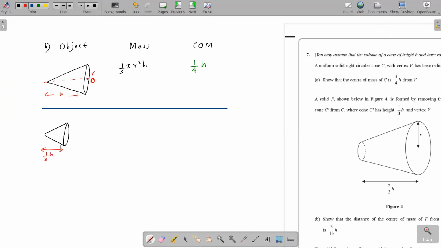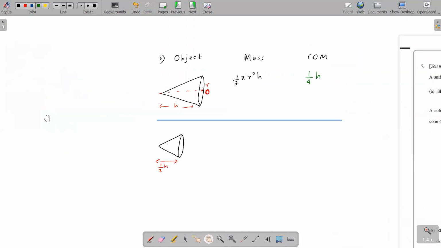What about the radius? Yeah, so the radius will be, as you can see here, you can consider these as two similar triangles here, right? Can you see? Okay, so inside the cone, you're removing this part, right? So this is h over 3. So basically these two triangles are similar. Can you see? Okay, so they're similar triangles.